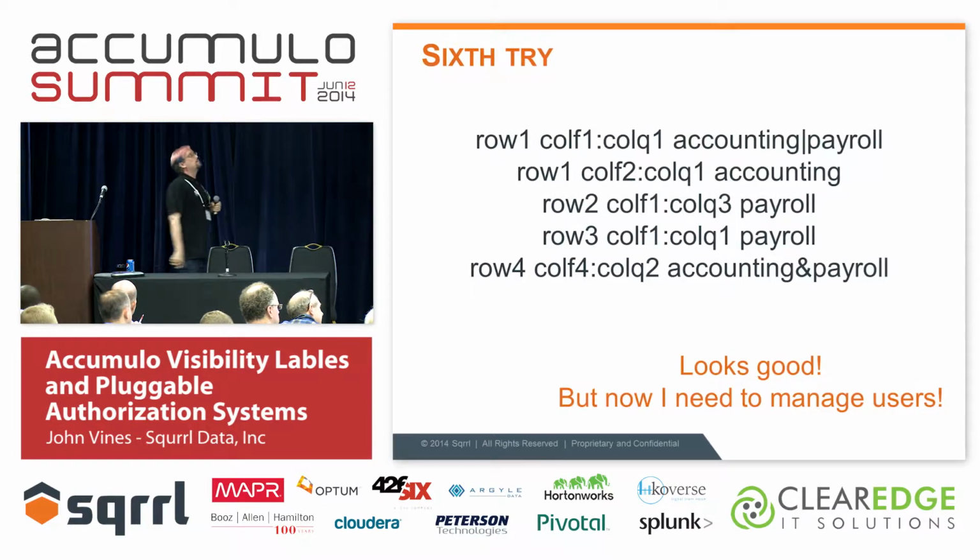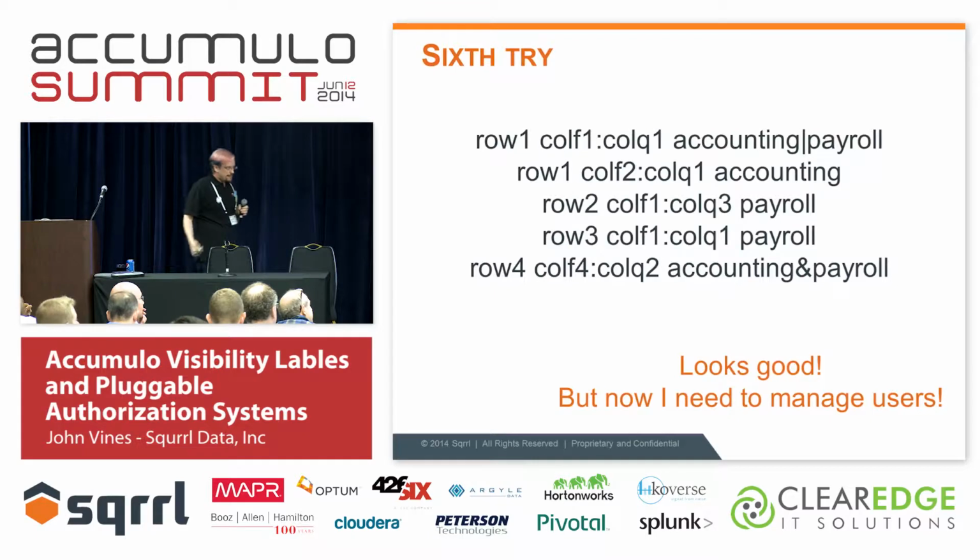So this is where pluggable security comes into play. Accumulo provides you the ability to provide a pluggable authorizer, the authorizer being the thing that denotes what authorizations you have. So this is code, and this is how you set it up, but what does that even mean?